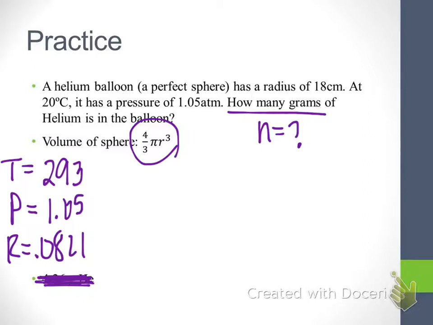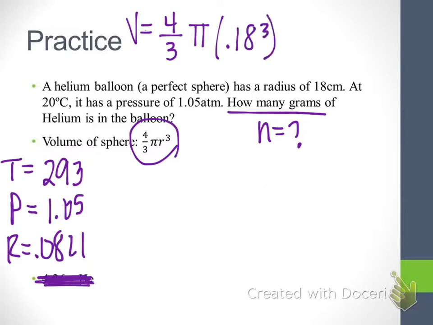So 1 centimeter cubed equals 1 milliliter, and then I think 1 meter cubed equals 1,000 liters. Right. Volume is 4/3 times pi times r cubed, so 0.18 cubed. All right, I'm going to go ahead and put it in meters.